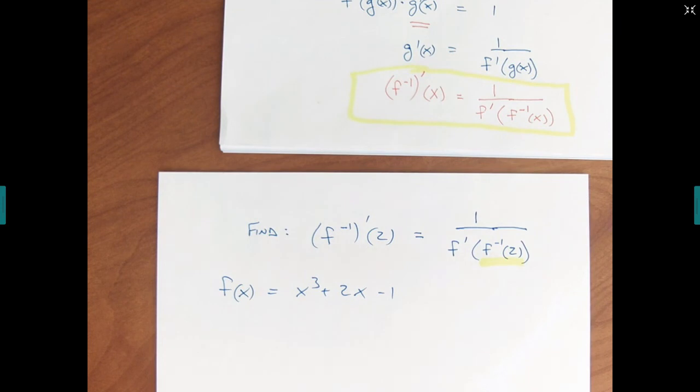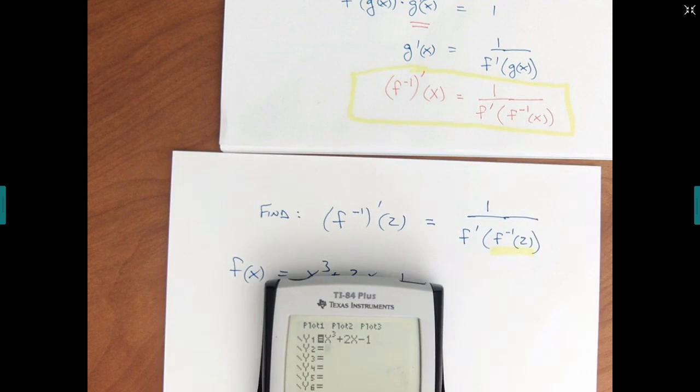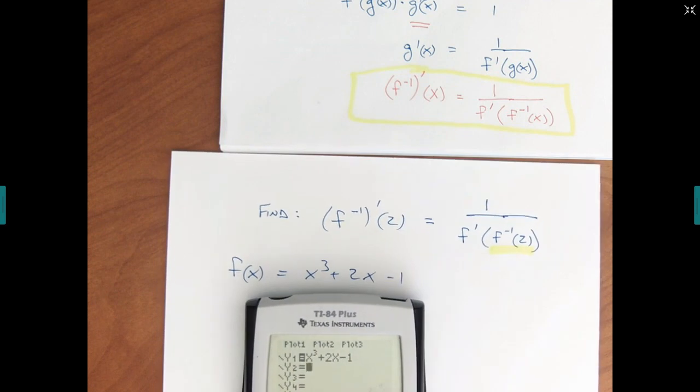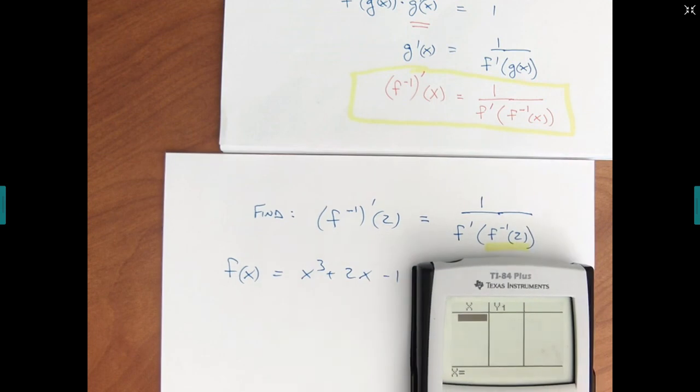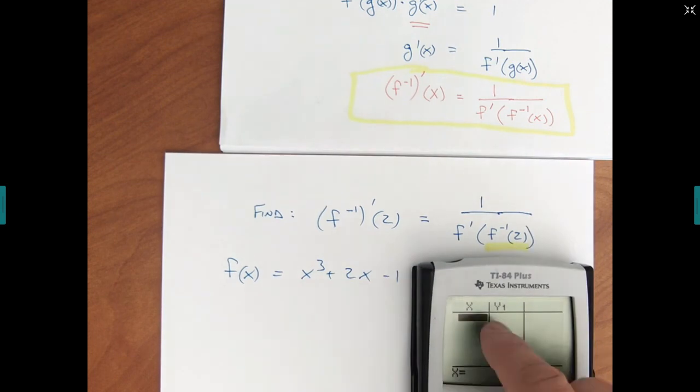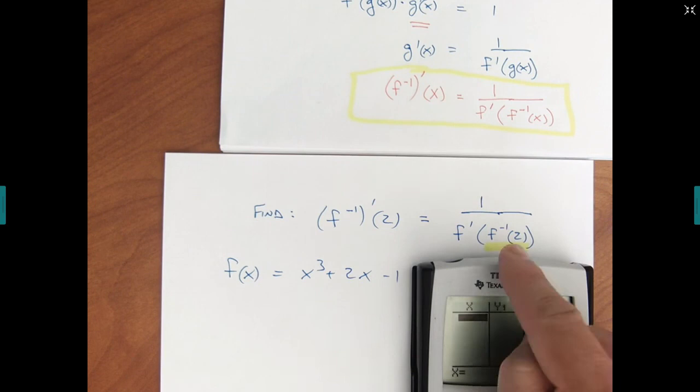One way we can do this that makes it kind of easy is if we grab our calculator and put the function in here, we can go to the table. Just a little note, I like to set my table so the independent variable is on ask. So when I go to the table, I can plug in anything I want. What I want is to put an x in here so a 2 comes out, right?